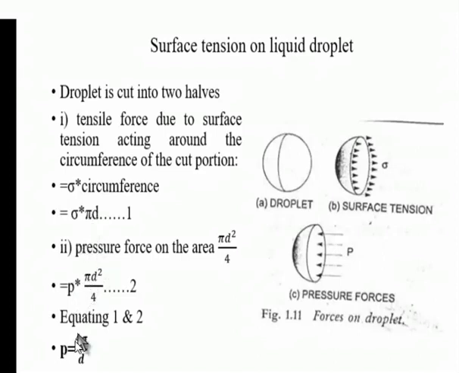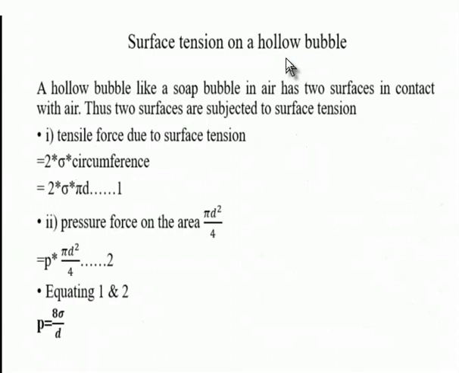So we know that P is equal to 4 sigma by d. By equating equation number 1 and 2, we get P is equal to 4 sigma by d. This is the surface tension on the liquid droplet. Okay. Next, surface tension on a hollow bubble.